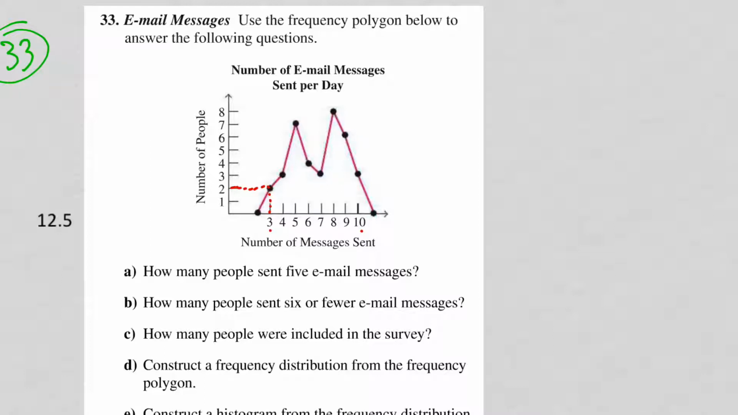So the first question is, how many people sent 5 email messages? All right, so here's 5, and we go up, and we can see that there are 7.